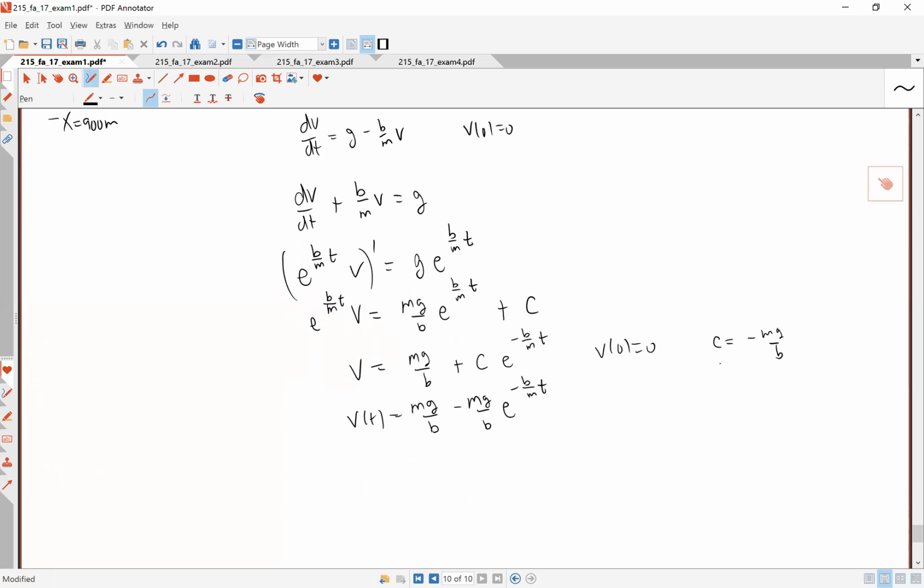Now if we want to know when the object strikes the ground, we'll need to know what the height is at any given time. So x of t is equal to mg over b times t. We integrate this, and this gives us a positive m squared g over b squared, e to the negative b over m t, plus another constant. And we set x of 0 to be 0, which tells us that c is going to be negative m squared g over b squared.